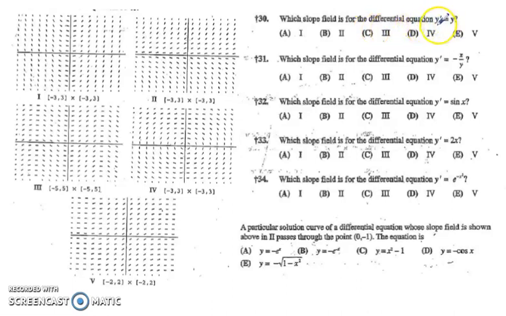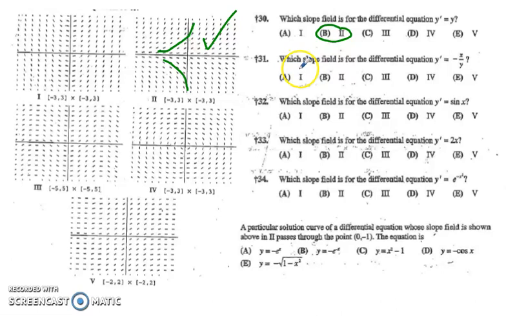If the derivative of a function is equal to the function itself, then there's only one function that works like that, and that will be e to the x. And as we can see from number 2 here, we have an exponential growth slope field. So the answer to 30 will be 2, and we have used that slope field.